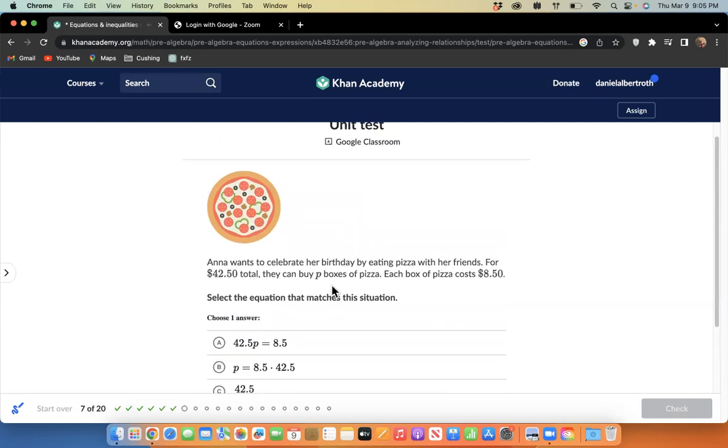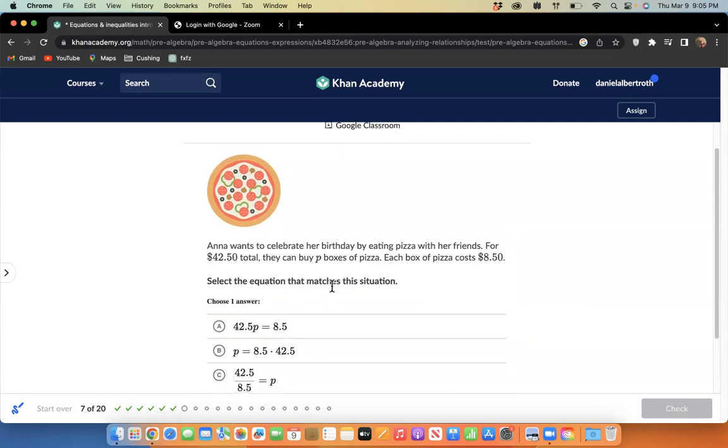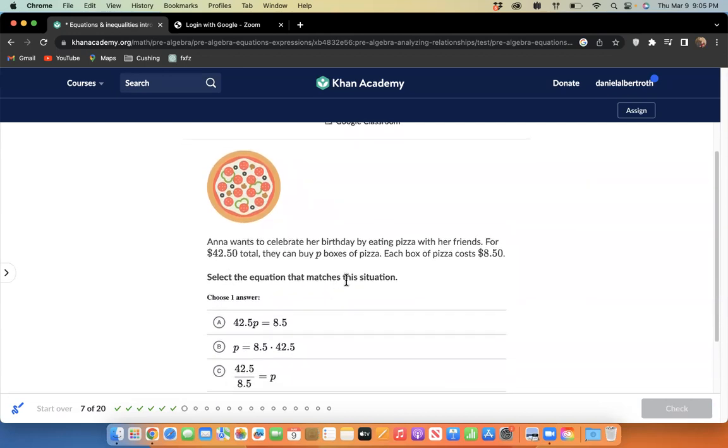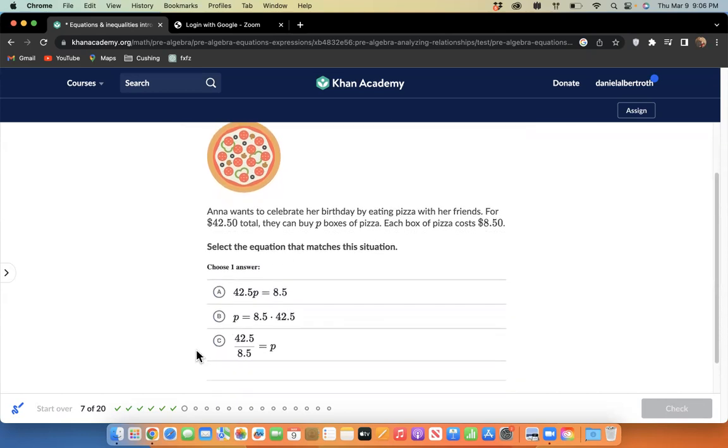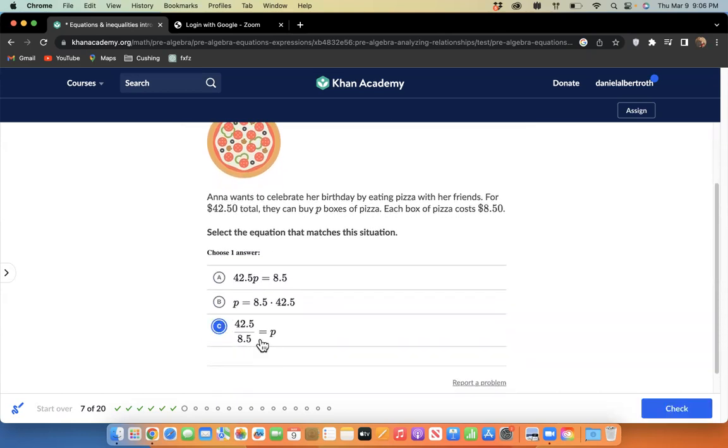All right. This one says Anna wants to celebrate her birthday party by eating pizza with her friends. For $42.50 total, they can buy P boxes of pizza. Each box of pizza costs $8.50. Select the equation that matches the situation. So every box costs $8.50. In total, it's $42.50. So it's going to be $8.50 times the number of pizzas, P, equals $42.50. So that is option... It actually comes out to option C, oddly enough.